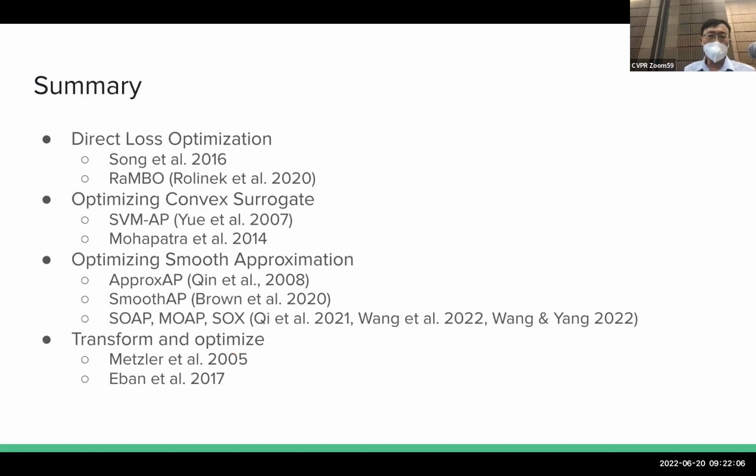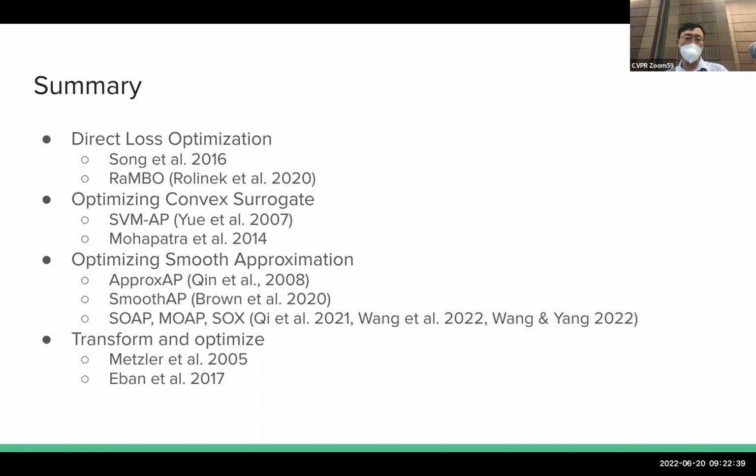Okay, to summarize what we have talked about here. So we talked about the direct loss optimization approach, which is to directly optimize the AP loss, right? But the key challenge is how do we derive the gradients of the loss in terms of the model parameter, right? And the second category is to optimize convex surrogate upper bounds of the AP loss following the structured SVM framework. We have SVM AP and also some techniques to speed up the computation.